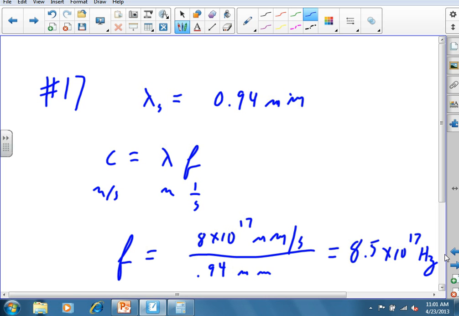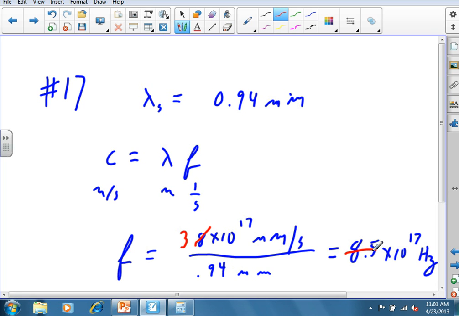Does that seem big to you? I think it's supposed to be a 3 instead of an 8. Oh, yeah, you're right. Picky. Front row's being picky on me. Got the wrong speed of light.